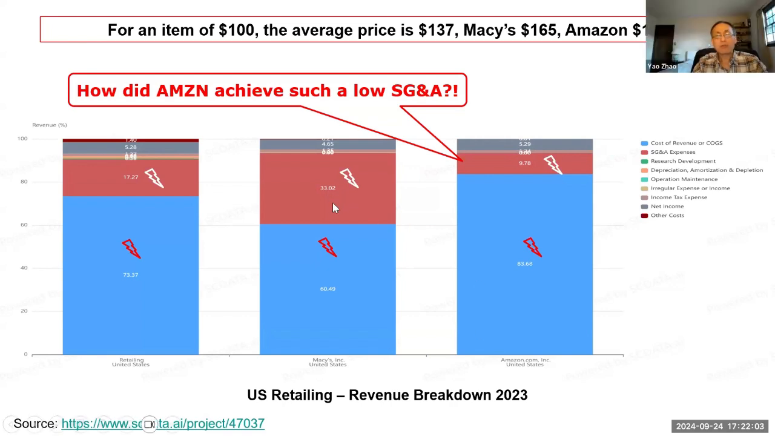Yes, look at this, 33% of the revenue. That's horrible, right? And in comparison, some other people only spend about 10%. And look at the industry average here. That's retailing for the entire US, 17%. I would say Macy's spends way too much on that. Let me tell you why. Why does Macy's spend so much? Why does Amazon spend so little? What is the driver behind it?